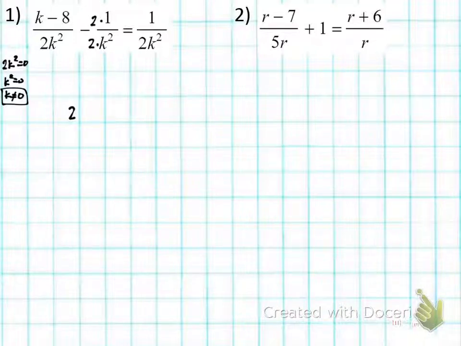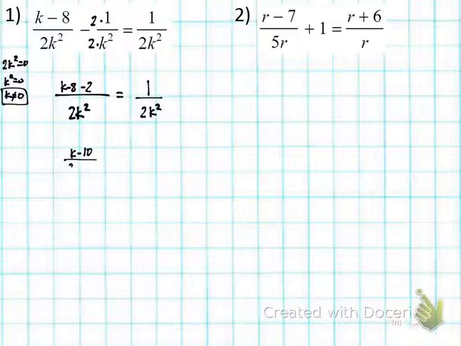So when I do that, I'm going to bring down my new common denominator, 2k squared. Then I'm going to bring down k minus 8. And then I have negative 1 times 2 is negative 2. And then I'll bring down the rest of the problem, so I got 1 over 2k squared. And I want to simplify this. k minus 8 minus 2 is going to be k minus 10, all over 2k squared, which is equal to 1 over 2k squared.